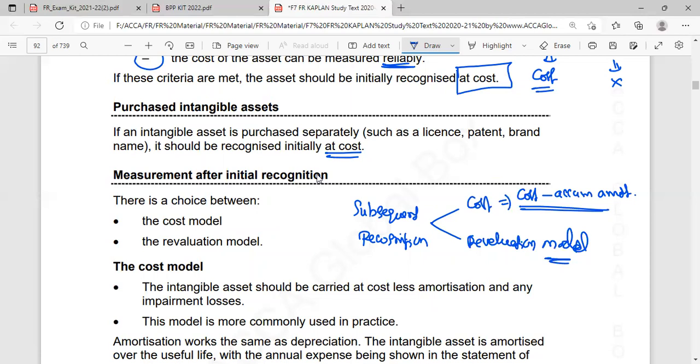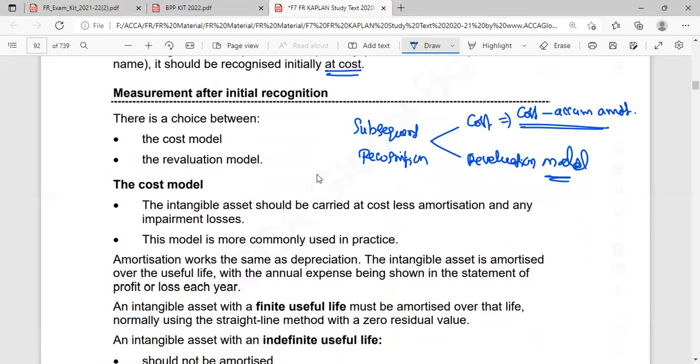Generally this method is commonly followed. So that is about the cost model. Intangible assets should be carried at cost less accumulated amortization and less any impairment loss. So what is impairment? A sudden decrease in the value of an asset is said to be impairment. So this is most commonly used.